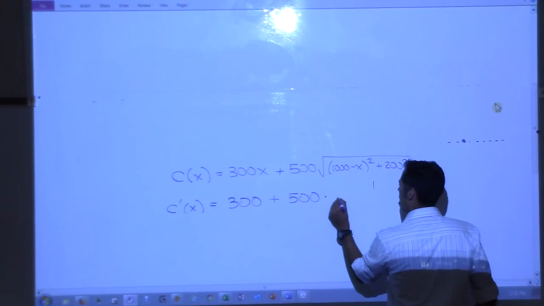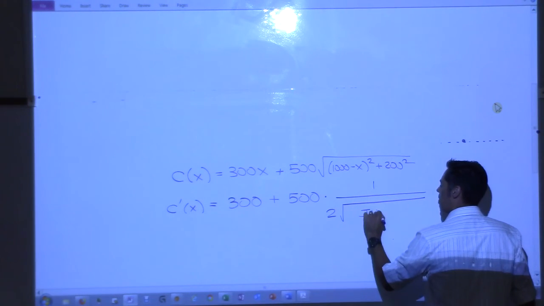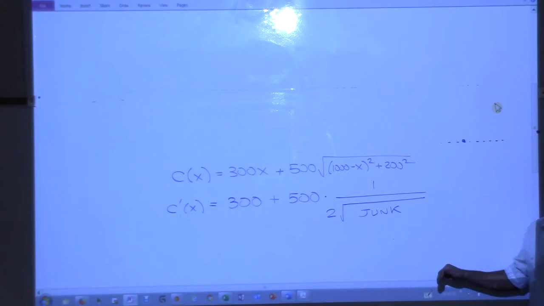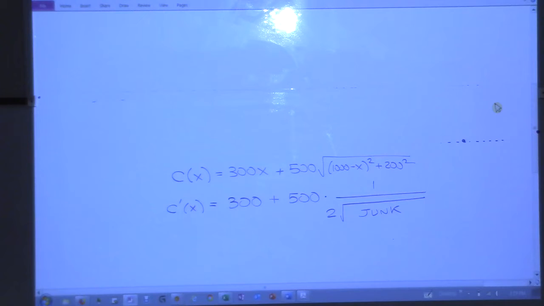1/2 square roots of all that junk. I'm not going to put it there because I'm going to rewrite this in a second. But when I say junk, I mean everything in there, okay? Okay, am I done with the derivative?